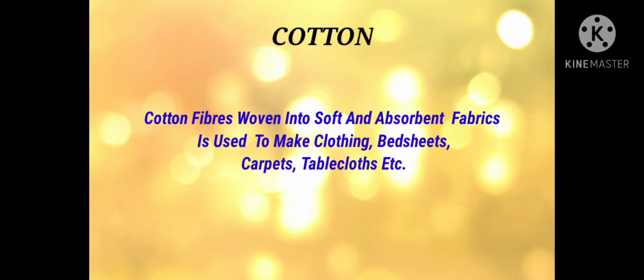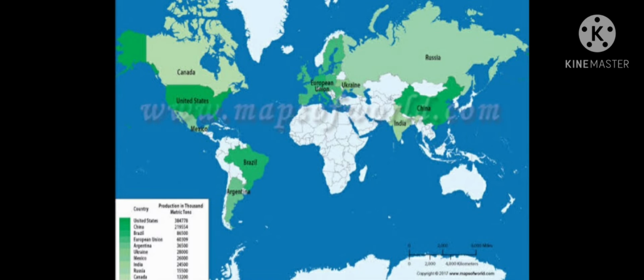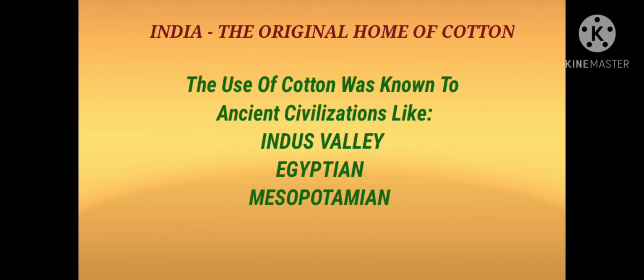Cotton fibers are woven into soft, strong, and absorbent fabrics to make clothing, bed sheets, carpets, tablecloths, and other items. The leading cotton growing countries are China and United States, followed by India, Pakistan, Uzbekistan, etc., which also produce large cotton crops. India is referred to as the original home of cotton plant, as its use was known to ancient civilizations like Indus Valley, Egyptian and Mesopotamian.